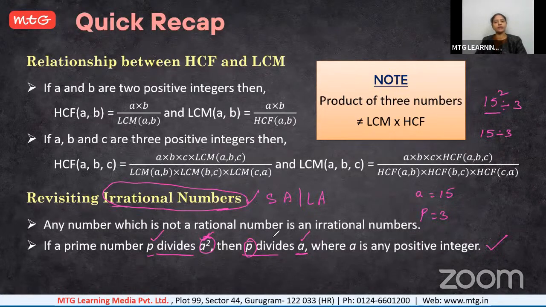Again, I tell you, choose any composite number. Let me take a composite number, 35. If 35 square is divisible by 7, then automatically 35 also will be divisible by 7. This is what this statement is. It's as simple as that.